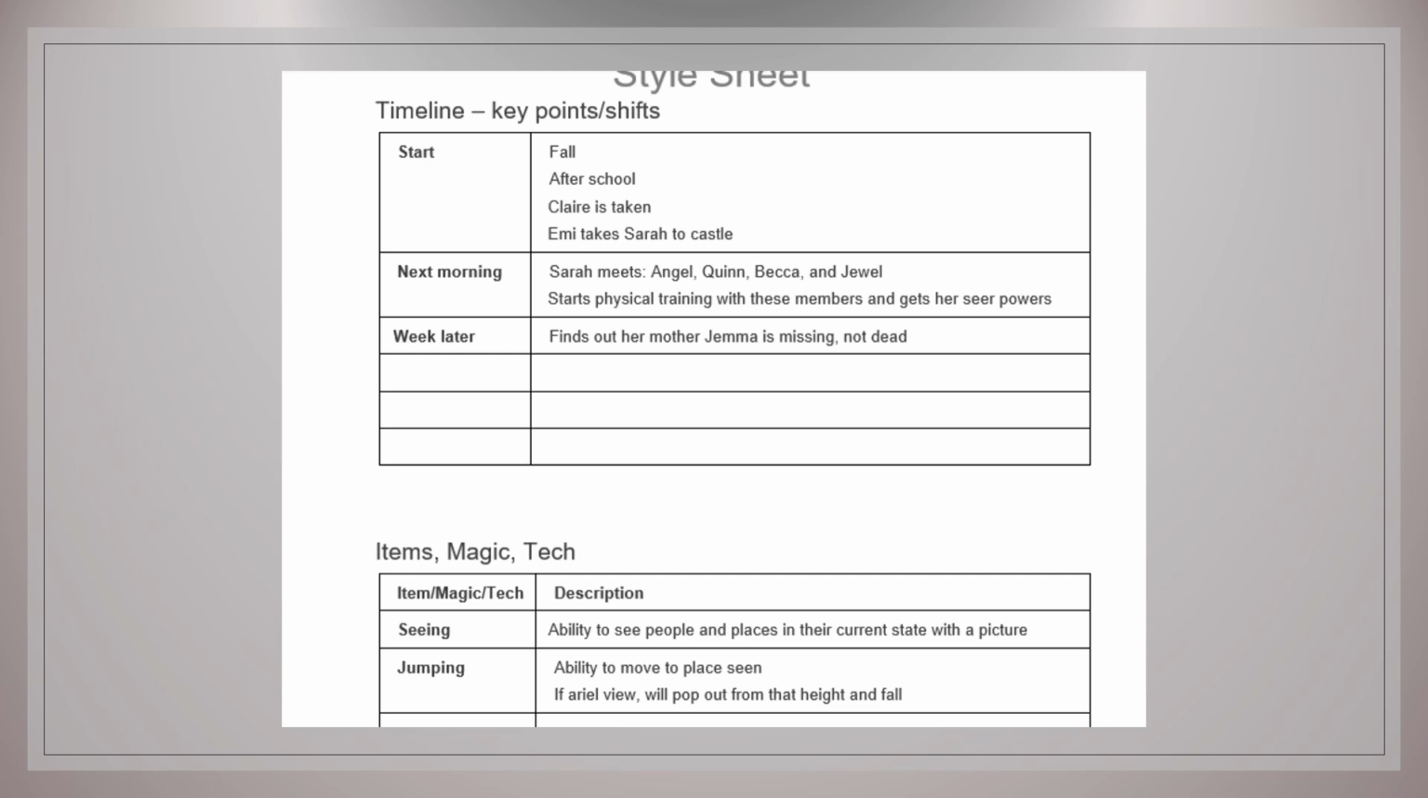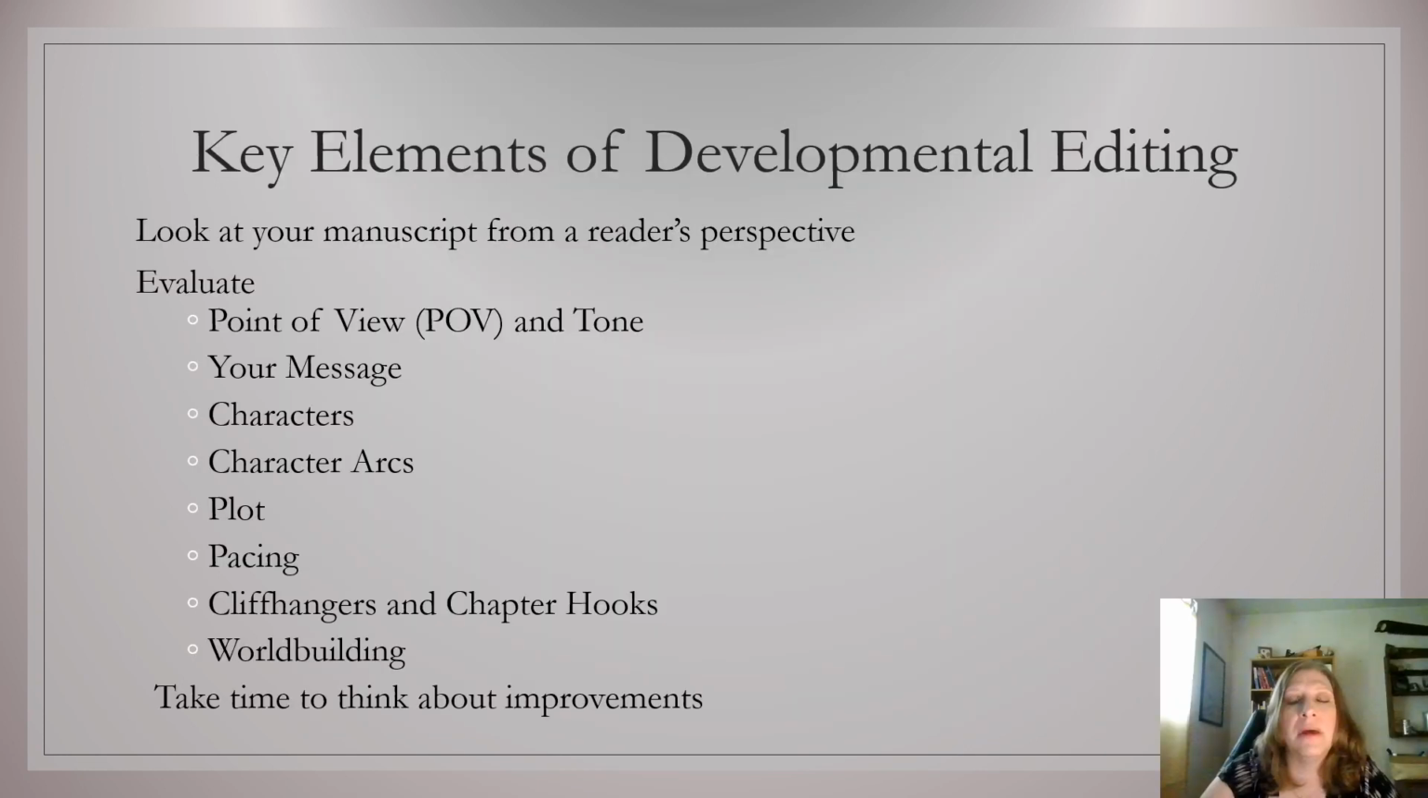I believe style sheets are extremely helpful in the developmental editing process, but it's one thing that isn't necessary to perform one. To recap, the key elements of a developmental edit are looking at your manuscript from a reader's perspective. You're going to evaluate point of view and tone, your message, characters, character arcs, plot, pacing, cliffhangers, and chapter hooks, as well as world building. And you're going to take time to think about these improvements that you jotted down ideas on, because editing is a multiple round process and it does take some time.